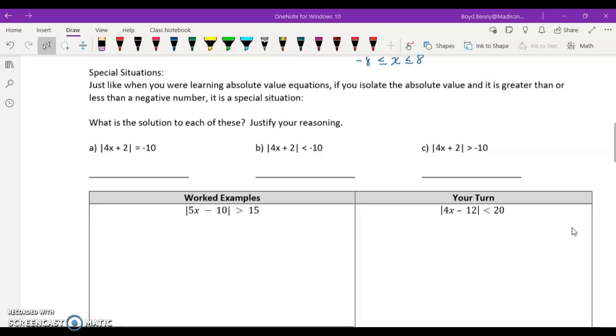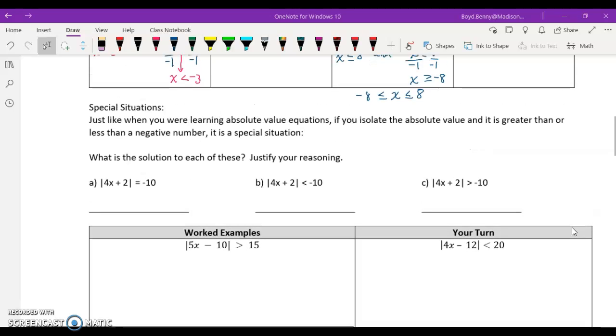All right, moving along. We have special situations when solving absolute value inequalities. So to take a look at those, what are the solutions of these? Okay, so absolute value equals a negative number. We know that that is a no solution, because absolute value cannot equal a negative number.